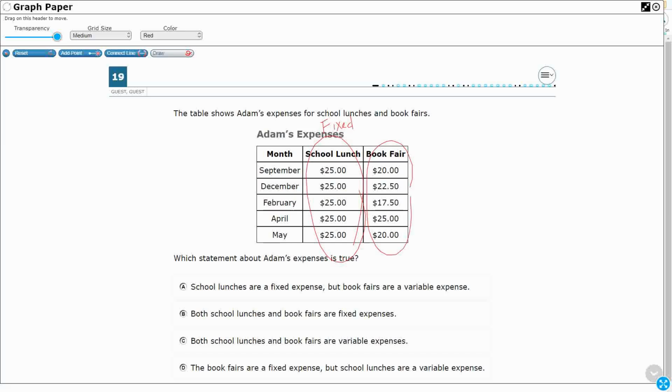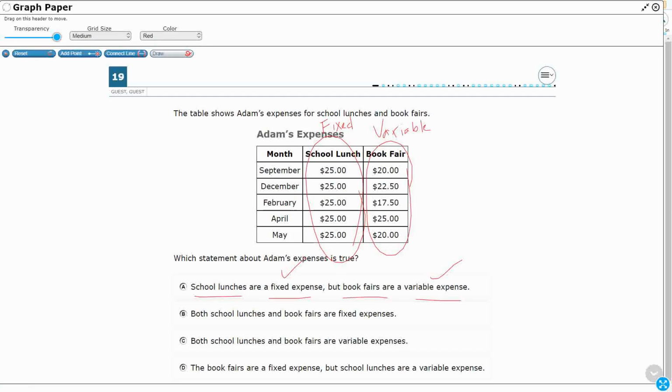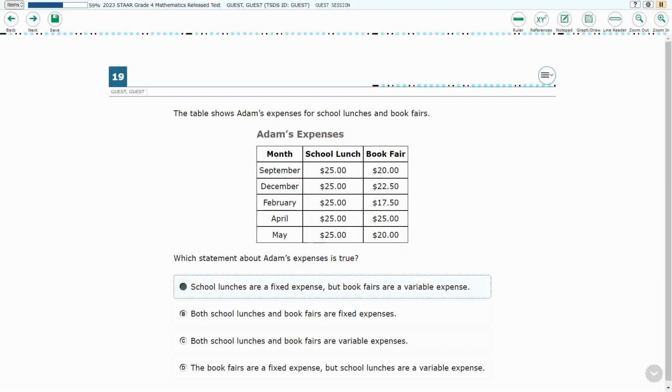The book fair, first off, that's a lot of book fairs, right? I don't know if the book fair comes to your school that often, but that's a lot of book fairs. But it changes. So we're going to call that variable because that's what that means. It's changeable, it's unknown. It's going to be high one month, low the next month. So that's what we're looking for. And we're looking for this, right? If we take a look at our options, we see the correct option immediately. School lunches are fixed. Yes. Book fairs are variable. Yes. That's our answer, A. Let's see how we did across the state of Texas.